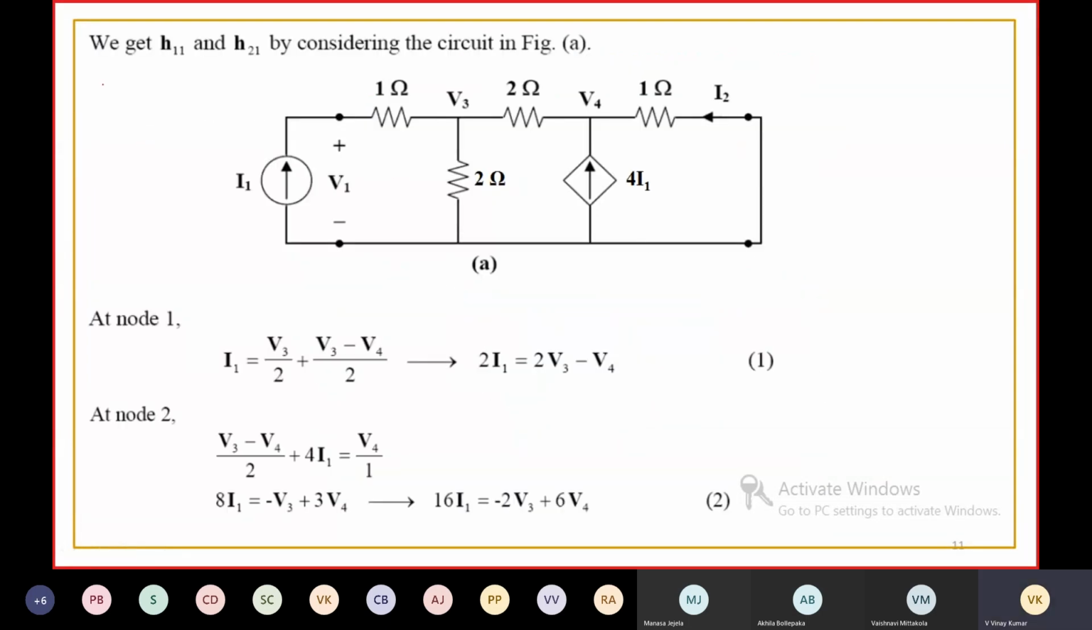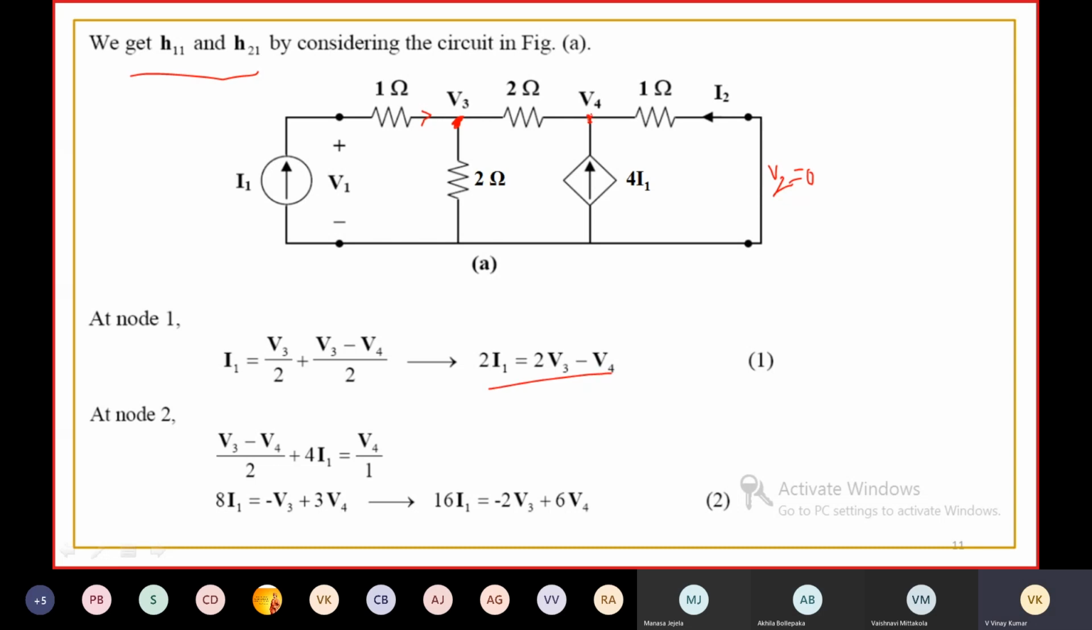Here, see H11 and H21. By short circuiting port 2, V2 is equal to 0. You apply KCL at node 1, this node. Then I1 is the current going to this. I1 is equal to V3 by 2 plus V3 minus V4 by 2. From this you will get my equation.